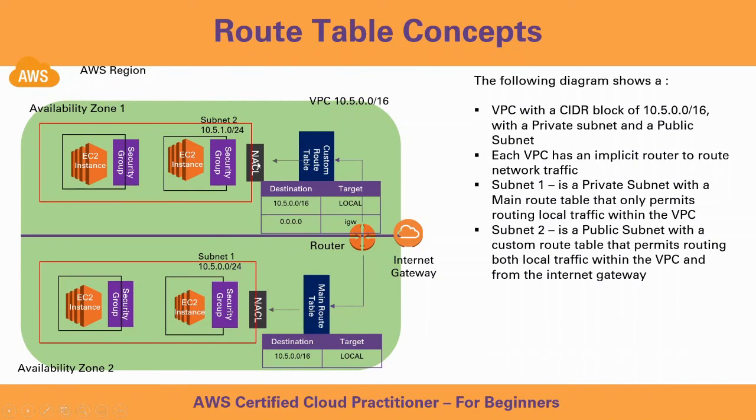However, subnet 2 is a public subnet with a custom route table that permits routing both local traffic within the VPC and from the internet gateway. So as you can see over here, the custom route table that is associated with subnet 2 has both the local traffic as well as traffic coming from any IP address from this particular internet gateway that is attached to this entire virtual private cloud.